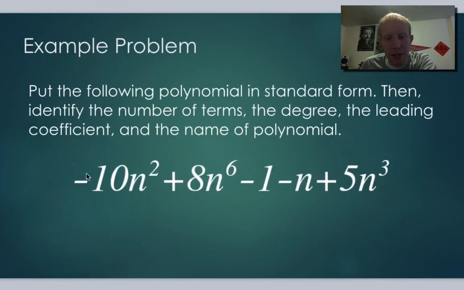So put the following polynomial in standard form, then identify the number of terms, the degree, the leading coefficient, and name the polynomial. So we won't focus too much on the other parts since we already did it, but let's look at how we put this in standard form.